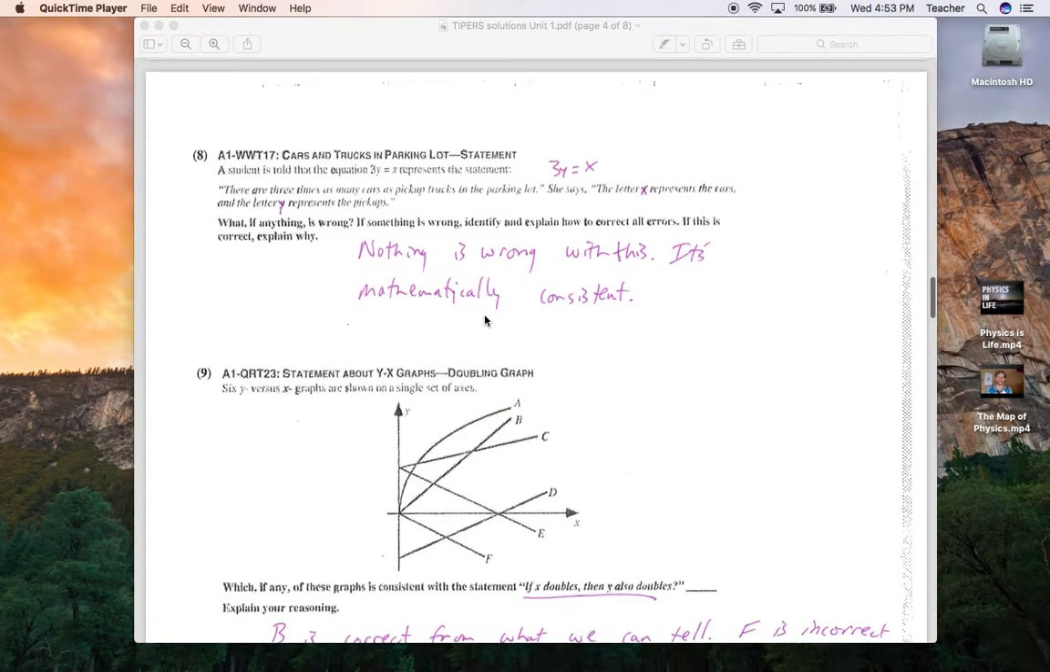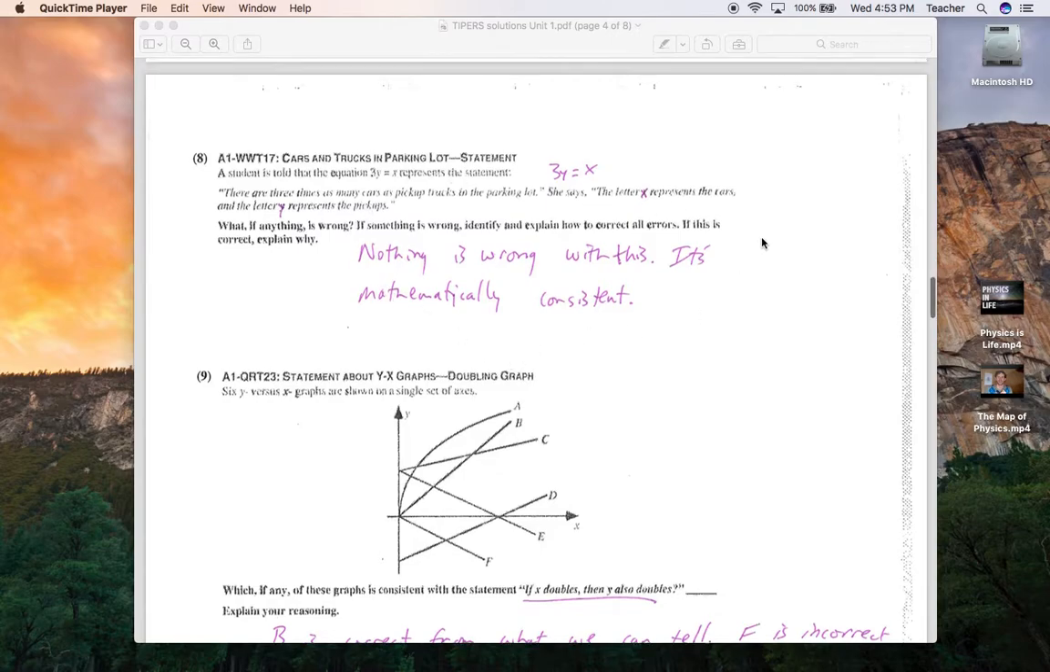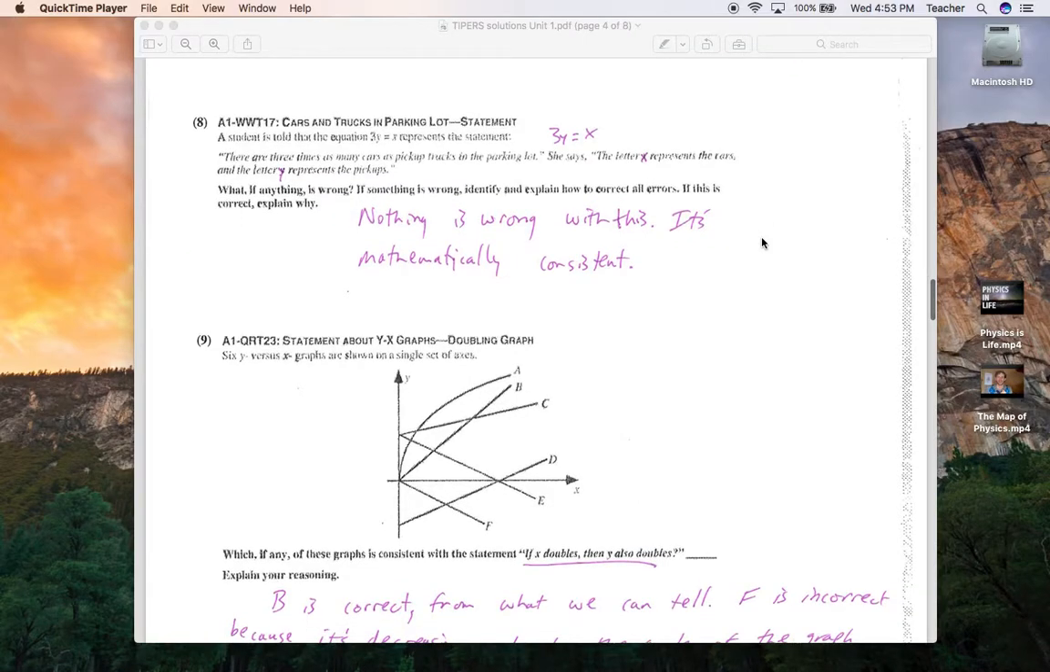8 is correct. There is nothing wrong with that statement. It is mathematically consistent. My last period class had time to go over this today. That was a challenging thing to think about, and therefore, make sure you understand why that is correct.